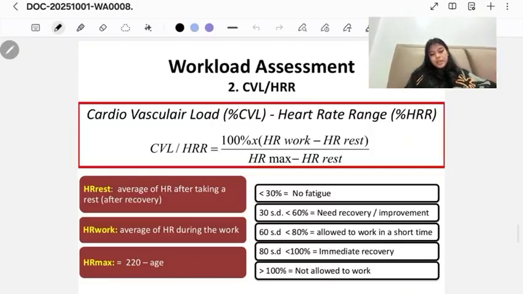For the interpretation based on percent of CVL or HRR: below 30% is no fatigue, the workload is safe and sustainable. 30 to 60% is medium strain, recovery or work improvement needed. 60 to 80% is allowed only for short-term work, not sustainable for 8 hours. 80 to 100% is very heavy strain, requiring immediate recovery, and above 100% is not allowed to work.